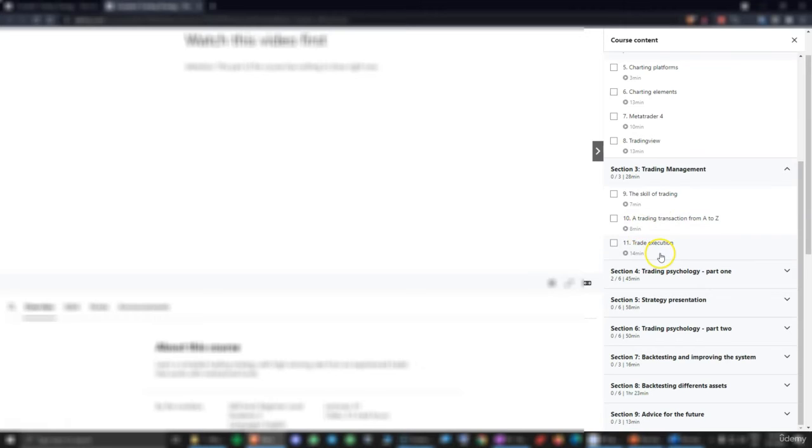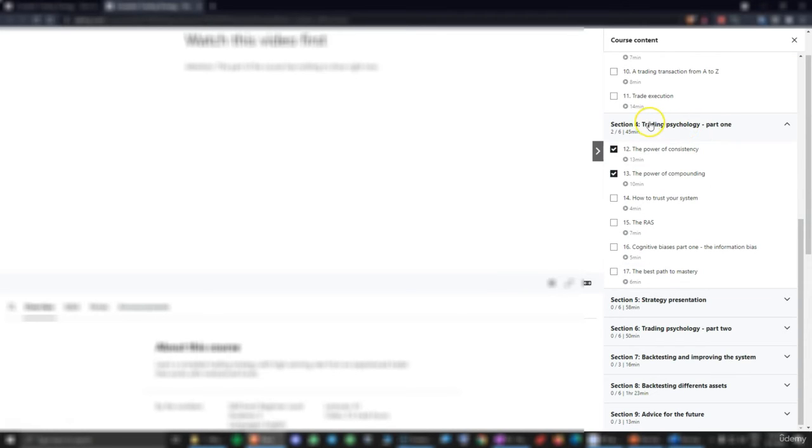You see, they're not very long. And here I'm going to show you trade execution. I'm going to show you what trade execution is about, and usually it depends on what platform you use. So I'm going to give you an example with a platform that I found around the internet. In section 4 we start the first important part of this course. So it's trading psychology part 1.